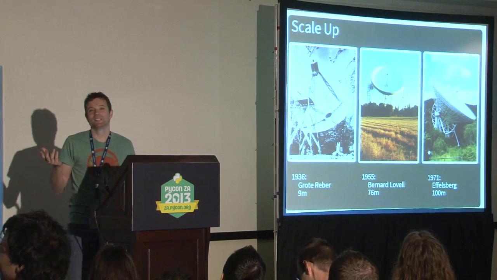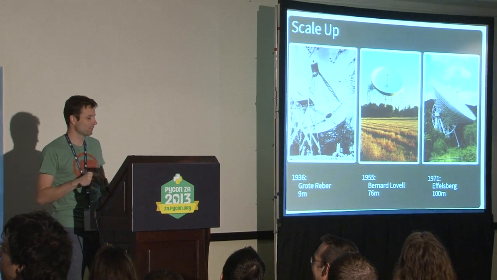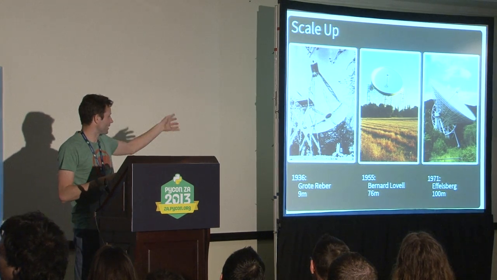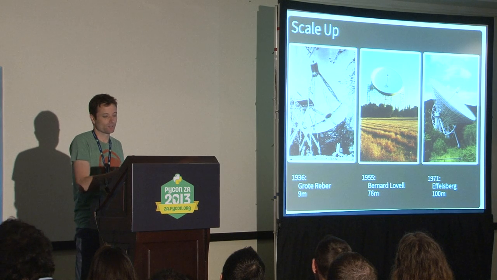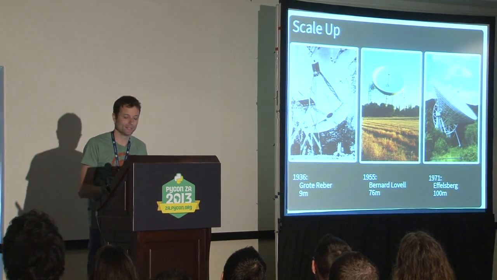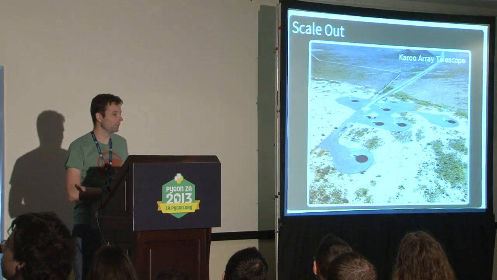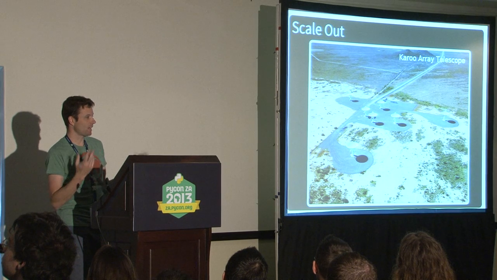So what do we do? Then we need to think about scaling up and scaling out. That's to build our telescope. So in the 30s, we had these quite small, tiny dishes. Things got bigger and bigger. We moved them away from civilization to avoid the baddies that were interfering with our observations. And this is what we built in the Karoo. So this is the idea of scaling out your telescope.